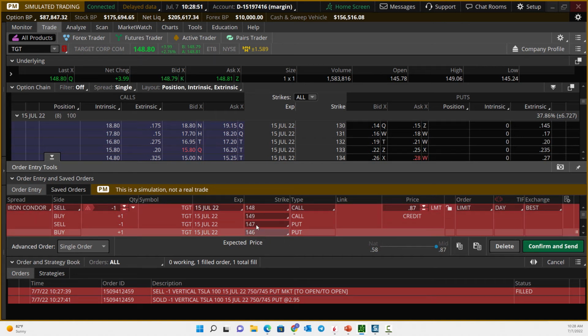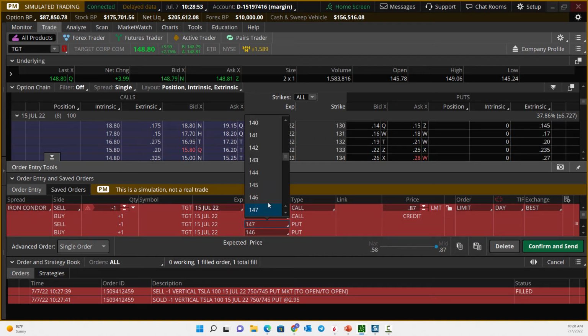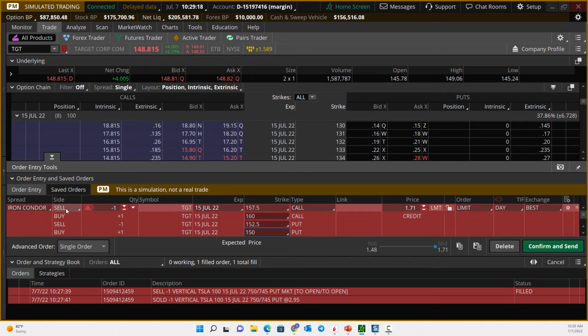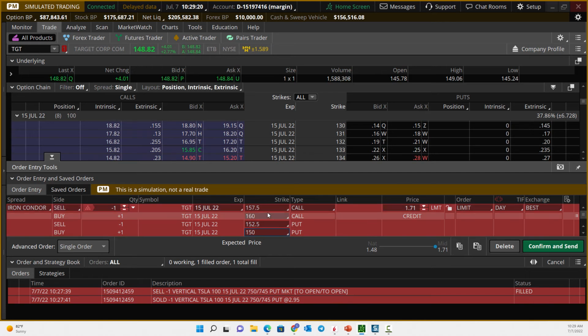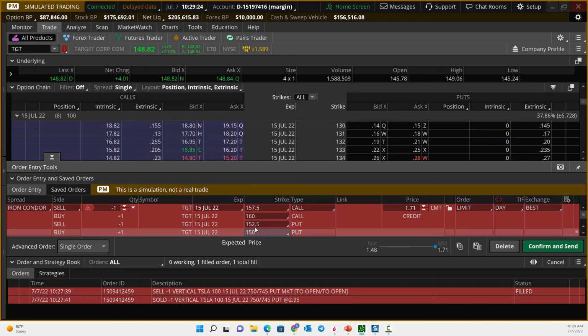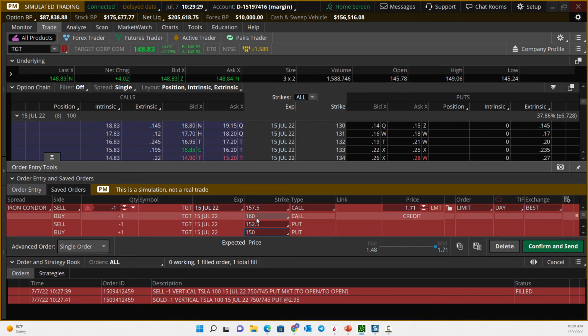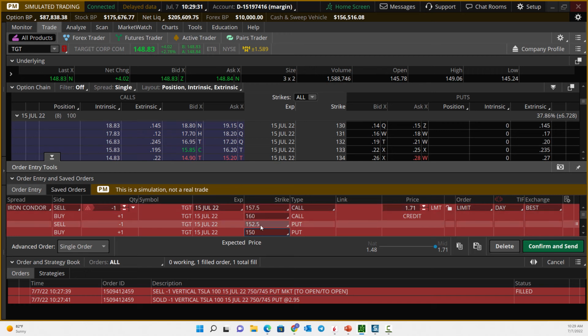But watch this. What if we did the put spread in the money and the call spread out of the money, or something like that? So look at what we've done in this iron condor. Our bear call spread is way above, like 10 points above the stock. But our bull put spread is actually in the money. So our whole window is right up there between 152.50 and 157.50.